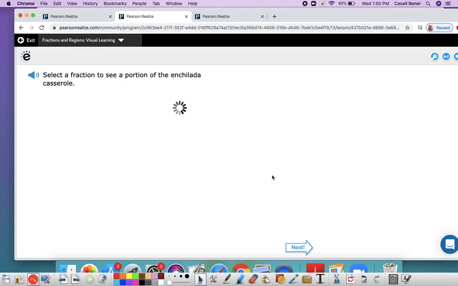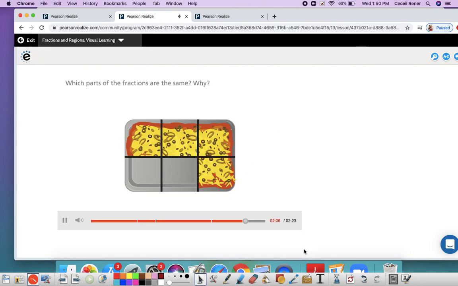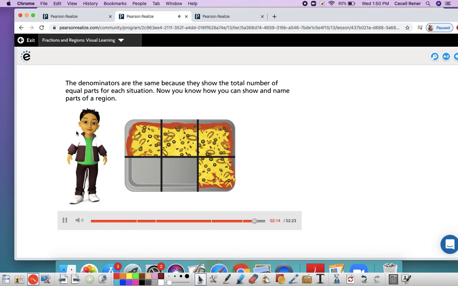Okay, so let's try it. It says select a fraction to see a portion of the enchilada casserole. 1/6, 2/6, 3/6, 4/6, 5/6, 6/6. Which part of the fractions are the same? Why? The denominators are the same because they show the total number of equal parts for each situation. Now you know how you can show and name parts of a region.